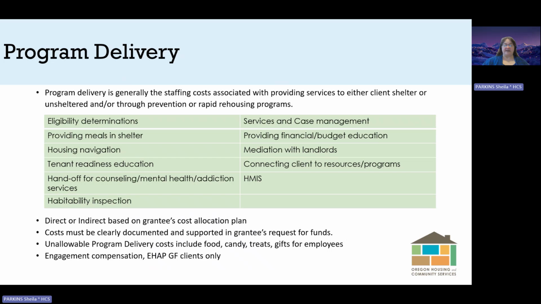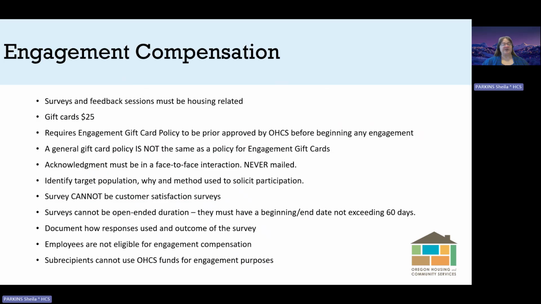Remember, this allowability does not extend to any other funding source. It does not extend to DERF Vet, ERA, SHAP, or any other OHCS HSS program. Surveys and feedback sessions must be housing related and needed to inform grantees and the grantees' community of needs related to houselessness. If the survey or focus group incidentally discusses related topics such as food scarcity, public safety, and public health, that is permissible as long as there is a housing connection.